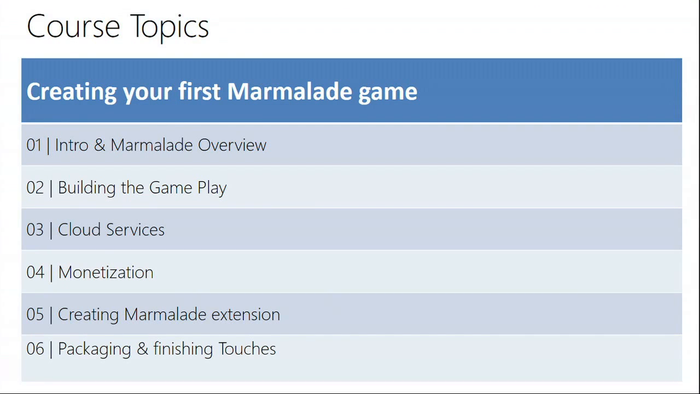So let's look at the course topics for today. We're talking about C++ and creating your first Marmalade game. We'll start off with an intro and an overview of what Marmalade is and how it works. We'll then talk about how to build the game and the gameplay. We'll then look at some cloud services, so how you can add cloud services into your game. We'll then talk about monetization. We'll talk about how to create Marmalade extensions, so adding extra functionality and services into your games. And then finish with packaging and finishing touches for building your game specifically for Windows Phone and Windows 8.